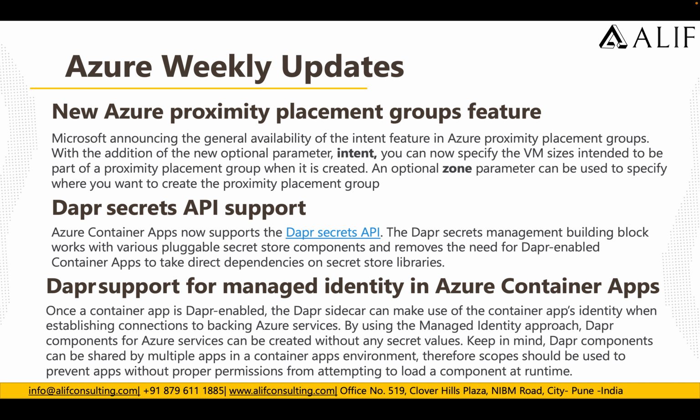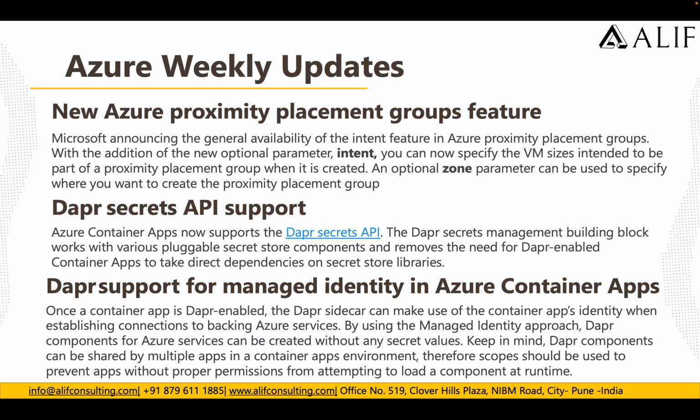The first update is from proximity placement group, where Microsoft has released a feature called intent. What that means is we can specify which SKUs can be part of the placement group. Earlier this was not there. Now with this PPG we can specify that only those specific VM SKUs will be part of the PPG. And optionally, we do have a join parameter where we can specify where this PPG is going to be created.